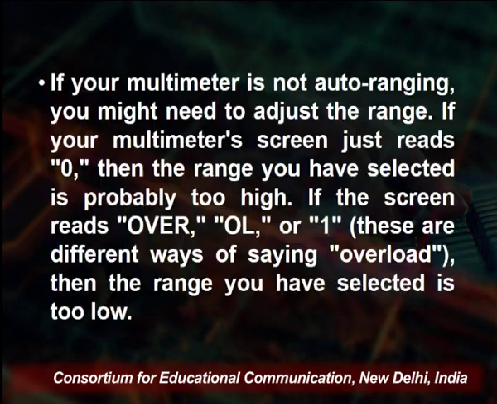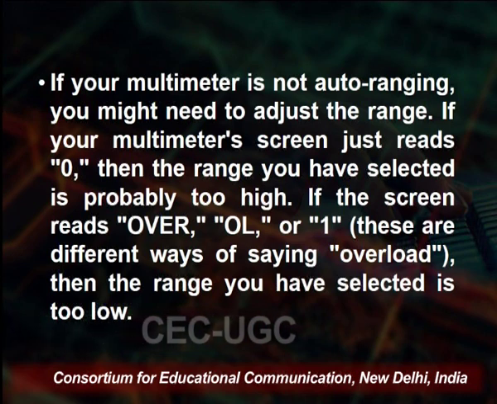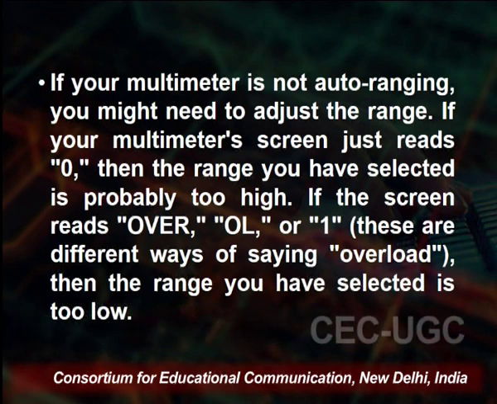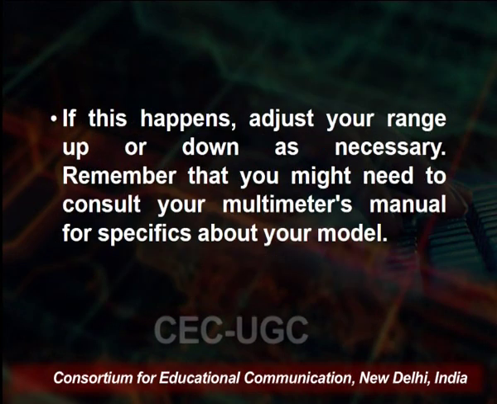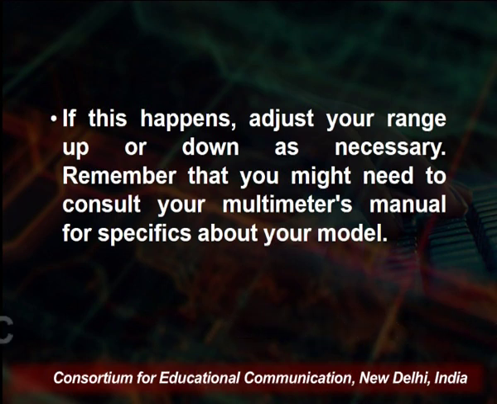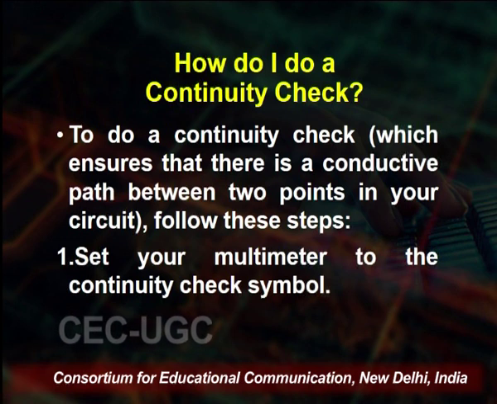Another, the multimeter is not auto-ranging, so again we have to adjust the range. If it shows OL or the value 1, it means it is out of range. So when this happens, we adjust the range up or down as required. Remember that we might need to consult the multimeter manual for specifics about the value.